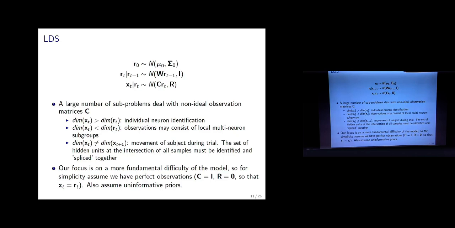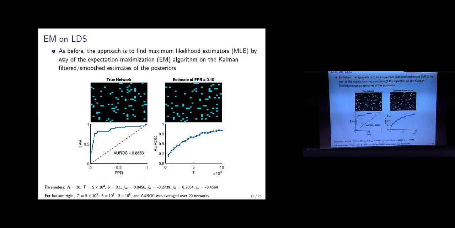So just for simplicity, let's assume we have near-perfect observations for the LDS. So what do we do when we have a linear dynamical system? Well, the best way to get inference of parameters is expectation maximization, right? You run the Kalman filtering and smoothing by message passing, and then you iterate the EM algorithm on some initial guesses, and after a few iterations, it'll converge. And this is an example application of it. You see a true network there up on the left, and then you have an estimate given at a fixed false positive ratio. So this estimate of the network was chosen to be right about there on the ROC curve.